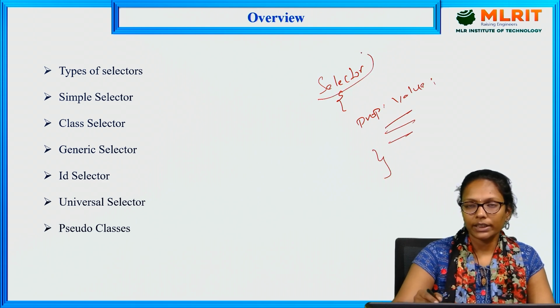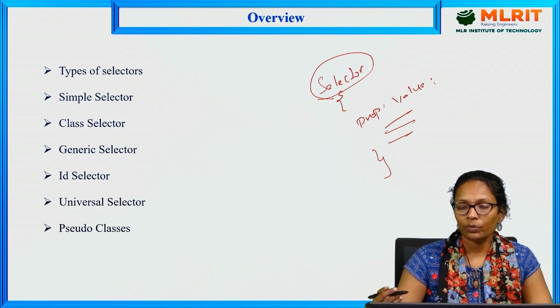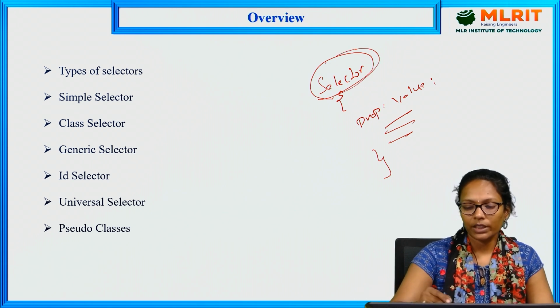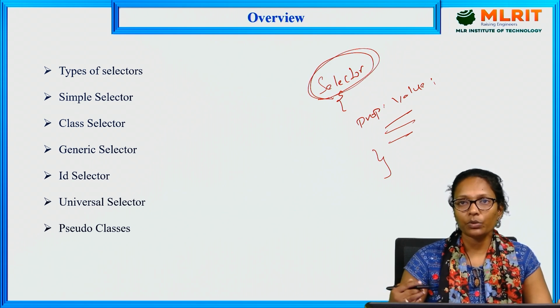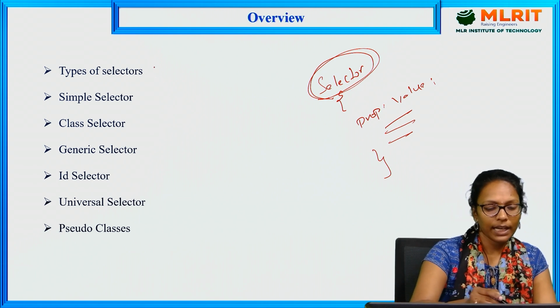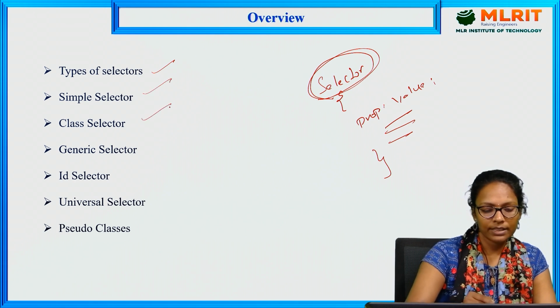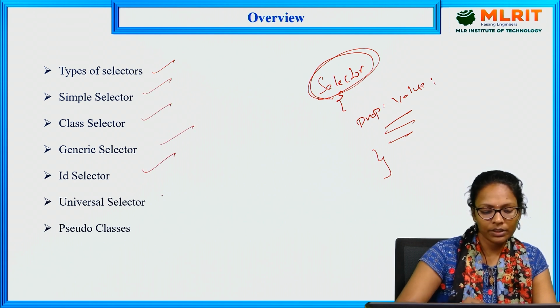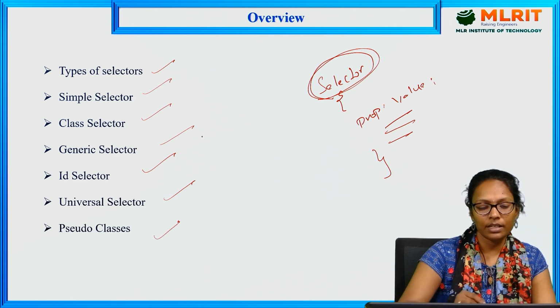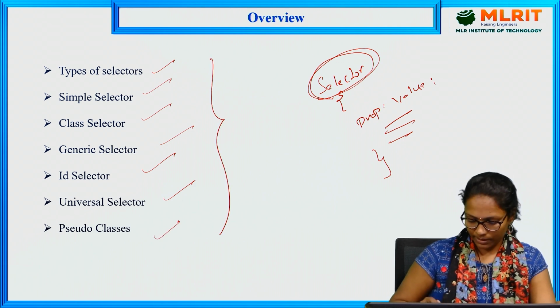So here we have a selector. How to choose that selector? What do I need to mention in the selector? Whether I do it with the class name, ID name, or the tag name, what do I need to give? So we have different types of selectors, and those types we are going to discuss in this video. The different types are simple selector, class selector, generic selector, ID selector, universal selector and pseudo classes. We are going to discuss all of them along with examples.